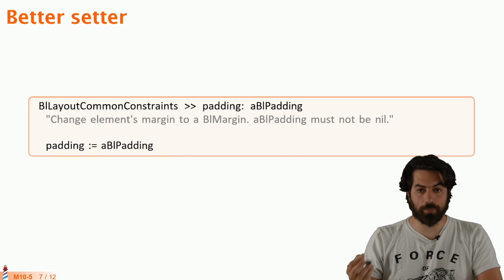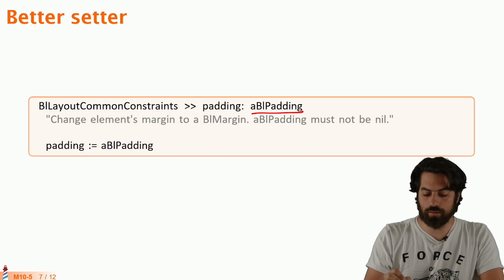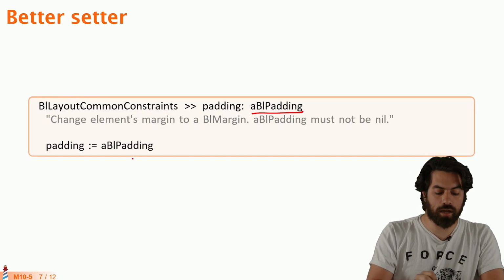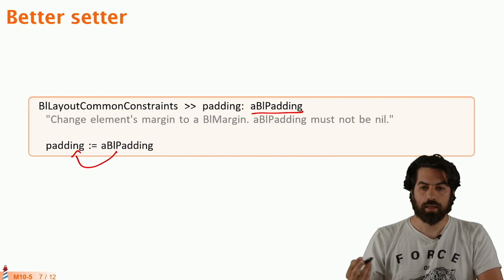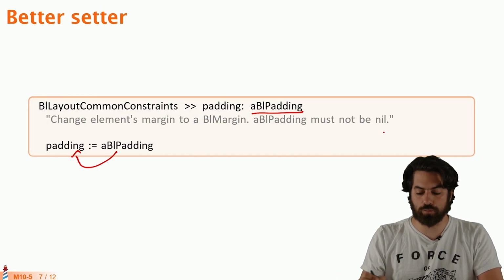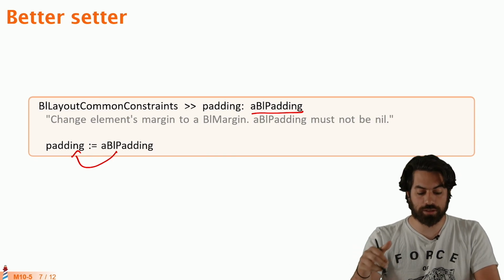Here is a proposal for a better setter method. This is just taking the parameter here and setting it into the instance variable without doing any checks. Of course, a padding is still expected to not be nil, but it is also expected to not be a string and other invalid padding. So what are the advantages of this?